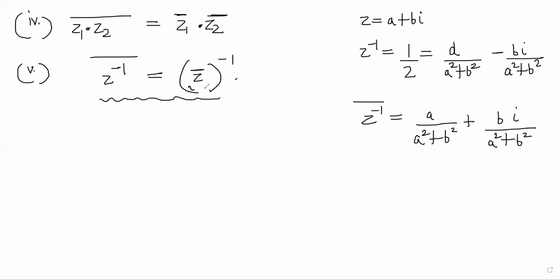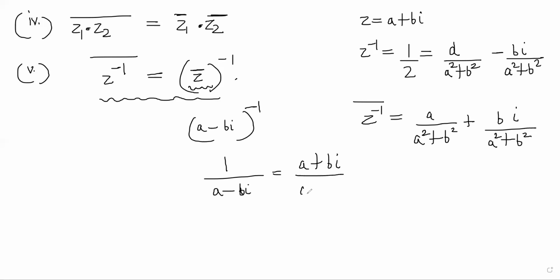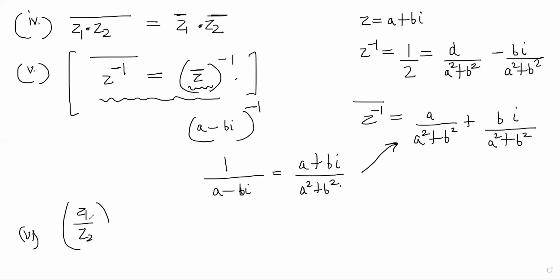And now you can say z conjugate would be a minus bi, and take the inverse of that. So 1 by a minus bi. So you will write it as a plus bi by a square plus b square, right? So it will come out as this again. So what we can see here is that this property will hold. And similarly, this property will also hold. You can say z1 by z2 whole conjugate will be equal to z1 conjugate by z2 conjugate. So these are the properties of conjugate numbers.